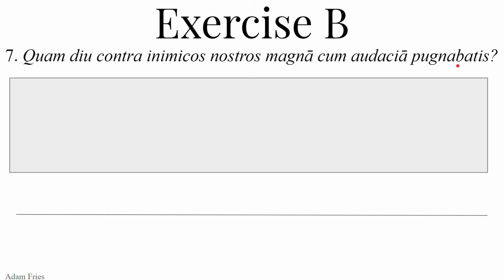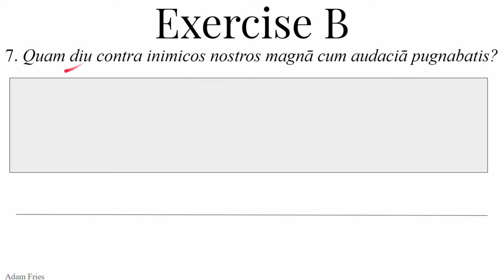verb, pugnabatis. So pugnabatis, second person plural, imperfect, of pugno, pugnare, pugnavi, pugnatus. The endings being bam, bas, bat, bamus, batis, bant. So second plural, ye. Ye were fighting. Ye used to fight. And so we have a question. How? How were you fighting?